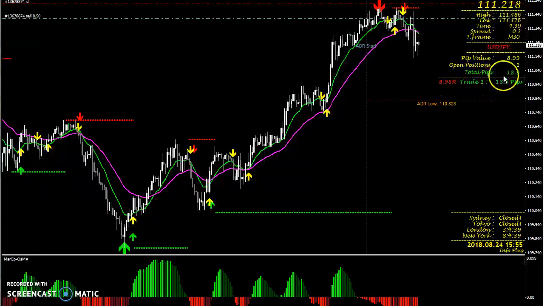Also, you can customize the colors. I like the total pips when it's in positive territory to be this color green, but you can make it any color, even this. All of these, you can customize the colors. And again, it is absolutely free in the marketplace store. And I'll show you that in just a moment.